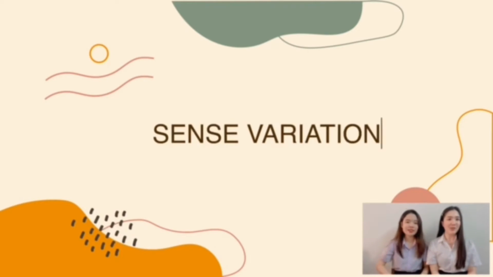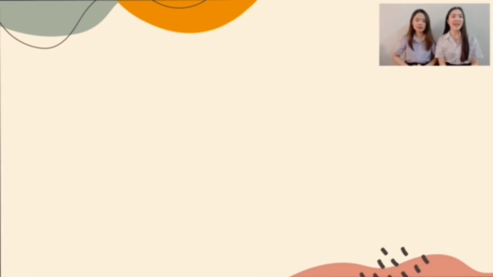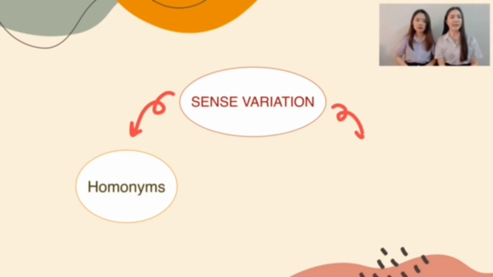Hello everyone, today we're gonna talk about sense variation. Sense variation is the study of words that may be spelled or pronounced the same, yet have different meanings, called homonyms, or particular words that present more than one related meaning, called polysemy.